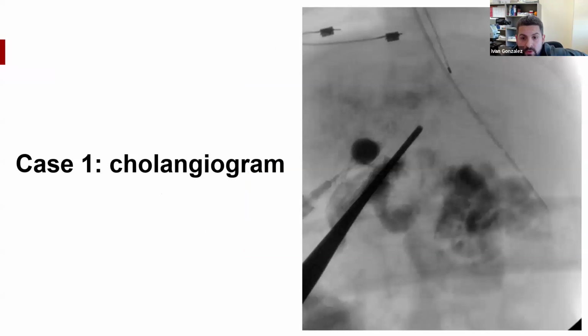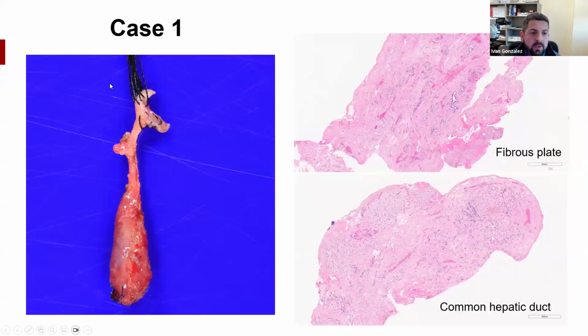So they did a cholangiogram. They actually confirmed this was a biliary atresia case. And this is the actual specimen that we got. So we got the fibrous plate, and sections from that fibrous plate confirmed you have all these abnormally shaped bile structures and you don't have well-formed bile ducts. So all consistent with biliary atresia.